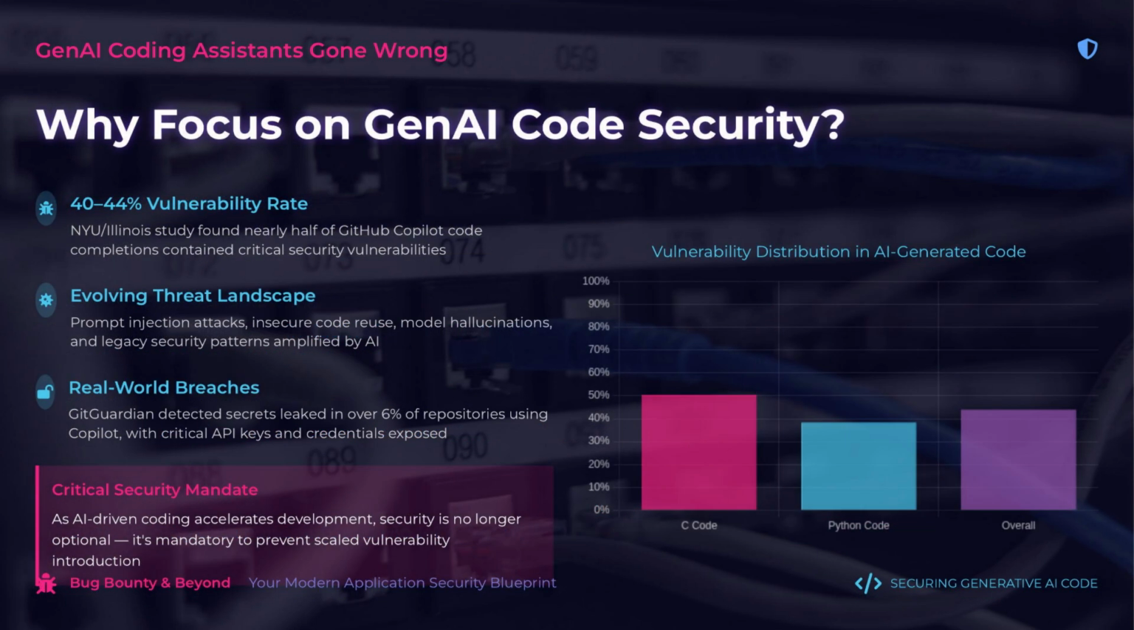Let me share some research that should grab every chief information security officer's attention. A comprehensive study by NYU and University of Illinois analyzed over 1,000 AI-generated programs. The results are staggering. 40 to 44% of all AI-generated code contains security vulnerabilities. Breaking this down by language, C code shows 50% vulnerability rates, Python shows 38%. We're not talking about minor issues. These are critical vulnerabilities including SQL injection, path traversal, and insecure cryptographic implementations.